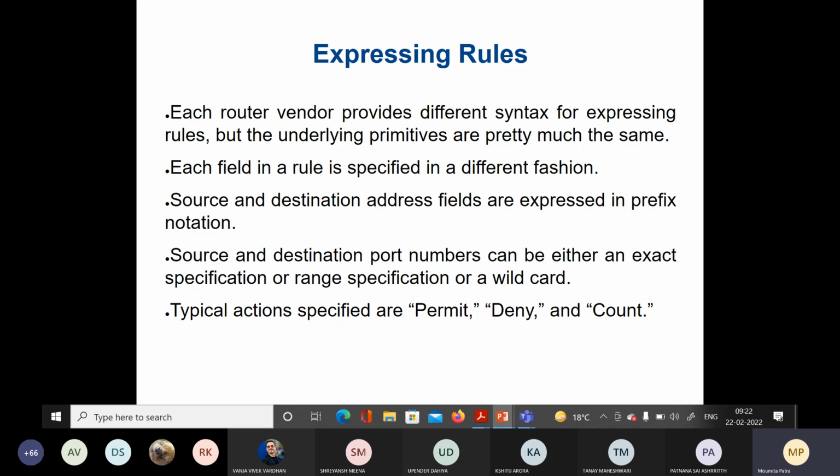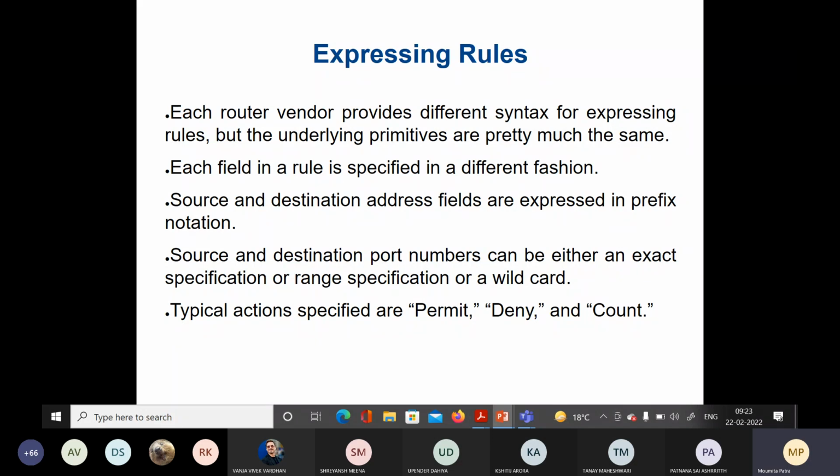Because you will have integrity challenges. Most of the time, of course the vendors have their independence in having different syntax for expressing rules, but the underlying primitives are more or less the same in order to avoid the challenges that will be raised with these integrity challenges. So this is one point when we are looking at expressing rules.